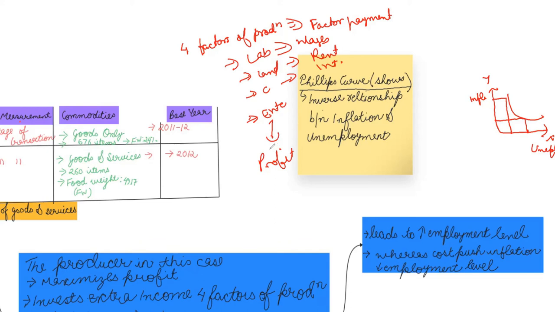Now when we come down to this situation, higher the inflation, what I'm trying to say is that when there is more price rise of a particular good and commodity and a fall in purchasing power, what happens? Let's assume an example of a mobile phone.